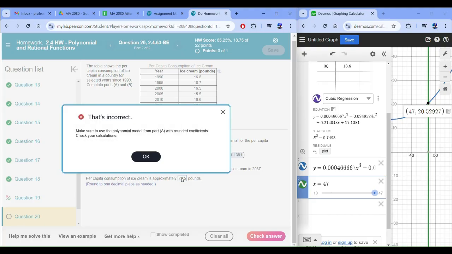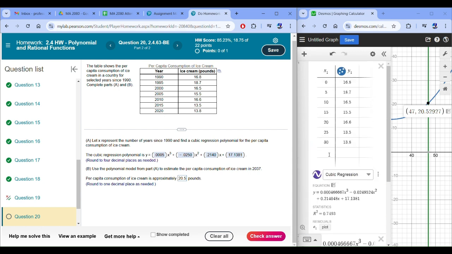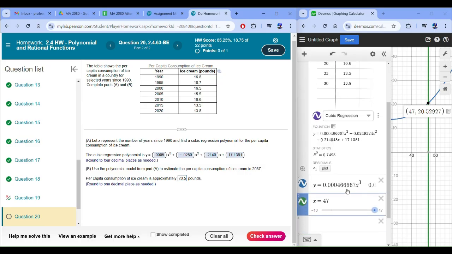20.5. Make sure you use a polynomial. 2037, that's going to be 47 years. Round to 1 decimal place. What did I do wrong? 2020, 2030, 47. If I plug in x equals 47 into that equation, I got that right.